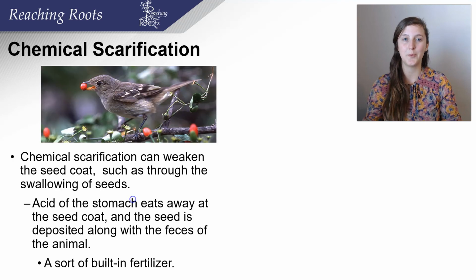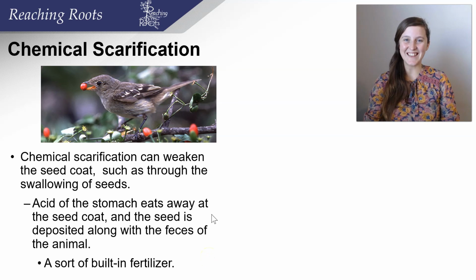germination will not occur. Chemical scarification can happen and weaken the seed coat, such as going through the digestive system of a bird. Acid in the stomach eats away at the seed coat, and the seed is deposited along with the feces of the animal. Then the seed has a built-in fertilizer to initiate germination. That's our last example of seed dormancy.